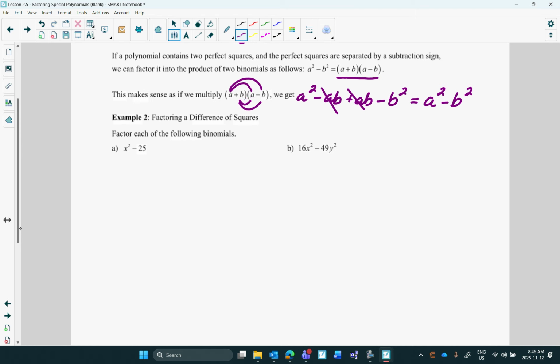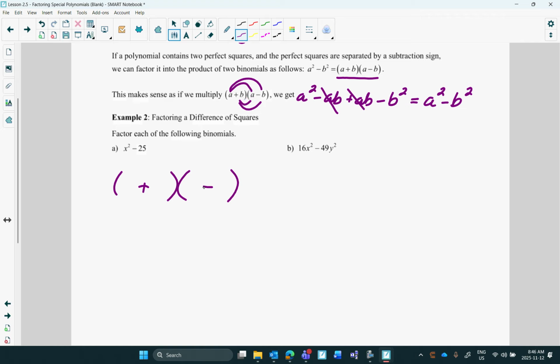So here's a couple of examples. How do you recognize it's a difference of squares? Two terms, subtraction sign, I can take the square root of these. So right away you write two sets of parentheses, plus and minus. Automatic, all the time.